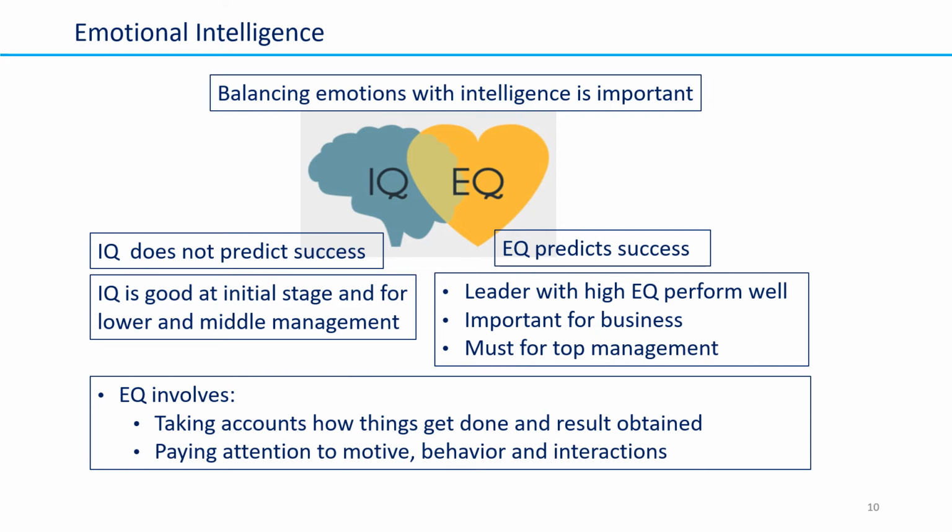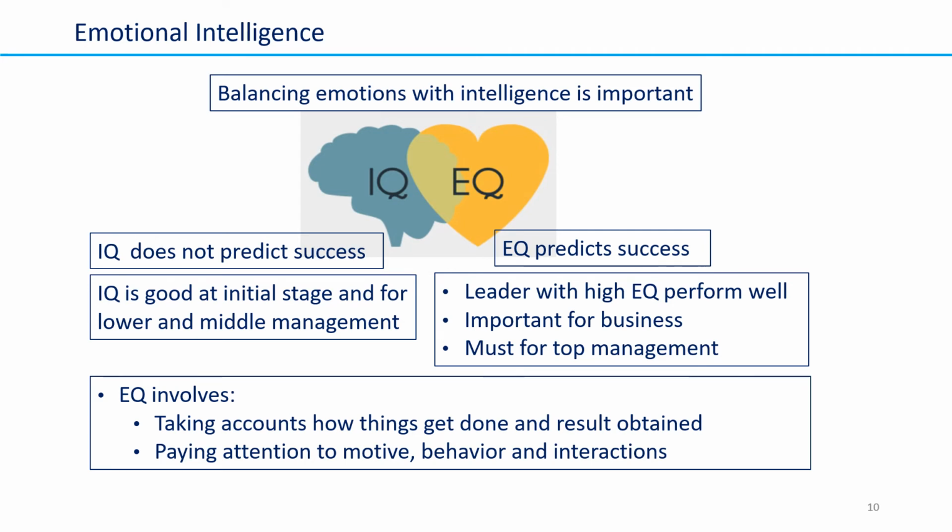IQ is good at the initial stage and for lower and middle management. But we have seen that leaders with higher EQ perform very well because they have a very stable approach, stable mind, stable thinking. And they behave in a very different way. They speak less, listen more, and observe more. The higher the EQ, the more mature the person is. So EQ is most important for today's business, and higher EQ is a must for top management. If you want to recruit a president or a leader, make sure he has a very good emotional intelligence quality.